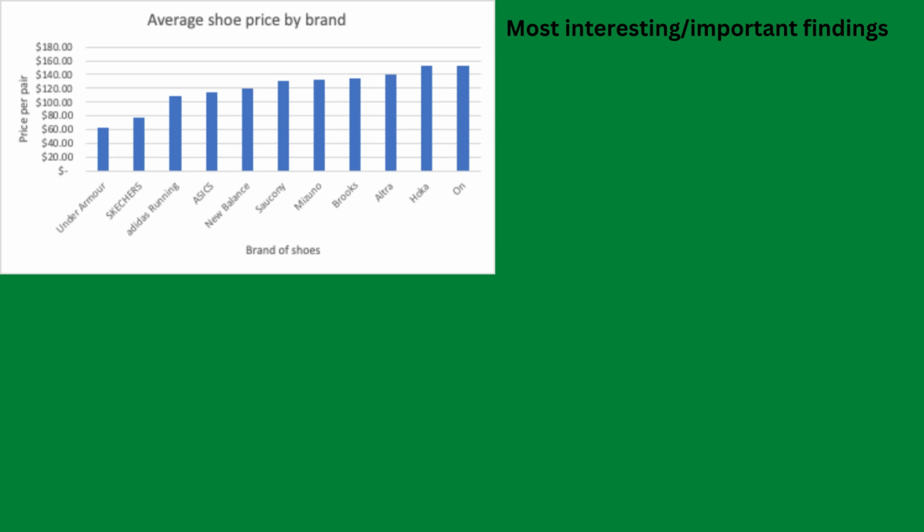As for my most interesting and important findings, the most interesting finding for me was seeing the price per pair of shoe and the brand of the shoe. The correlation that I made was that each shoe brand didn't go over the $160 price point.